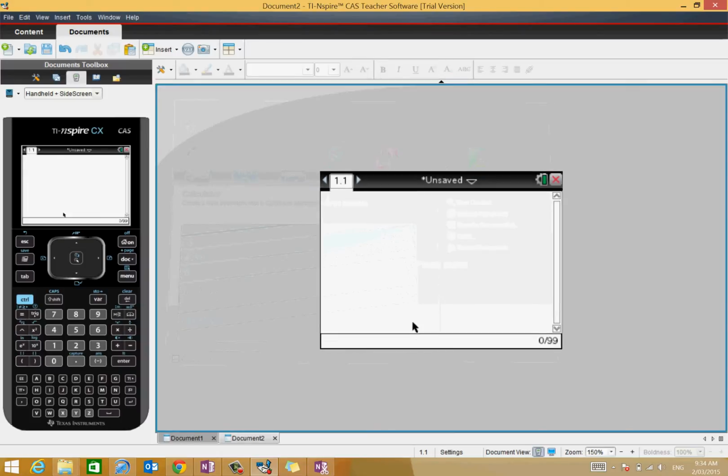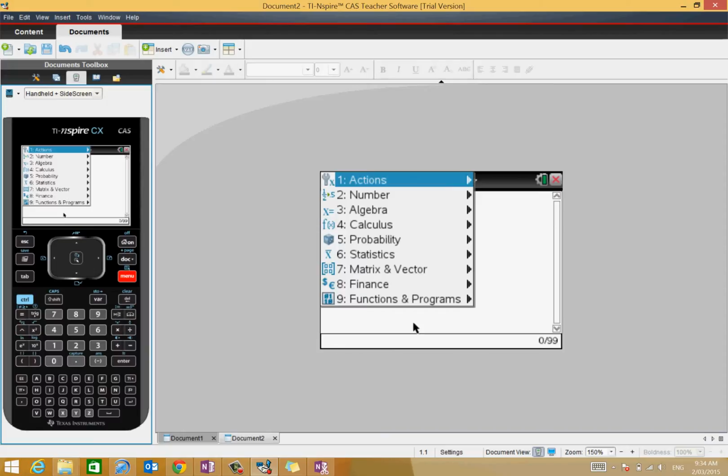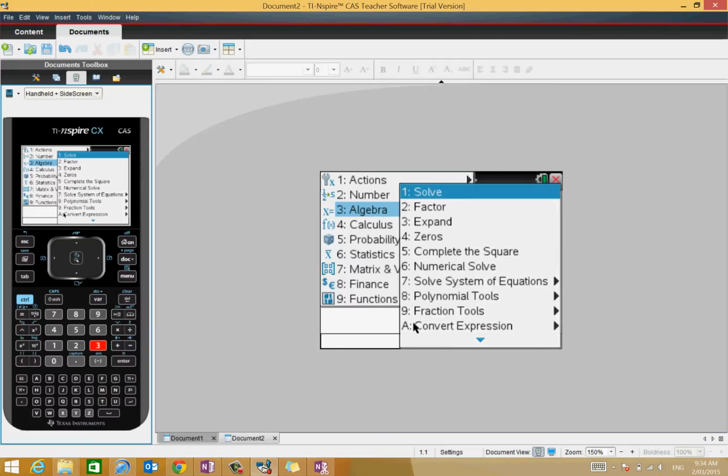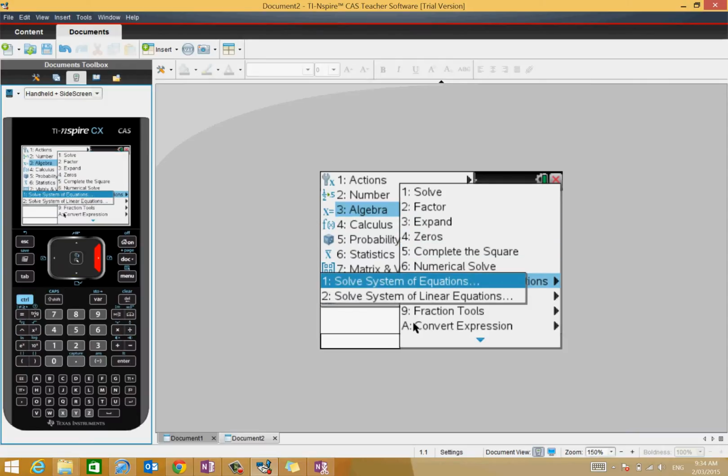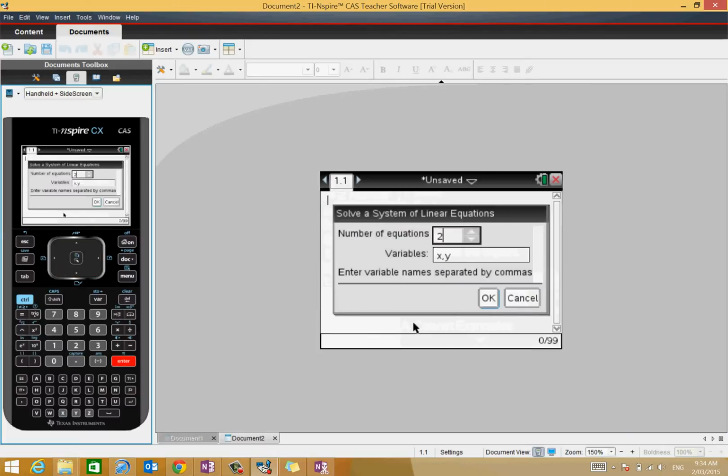First of all, we're going to go to our menu. What topic are we in? We're in algebra. You can press menu 3. Menu 3 goes to algebra. We are now solving a system of equations. What type of equation are we solving? A linear one. Go down to linear. How many equations do we have? 3 equations. And what are our variables? I'm going to change them from X, Y, Z.